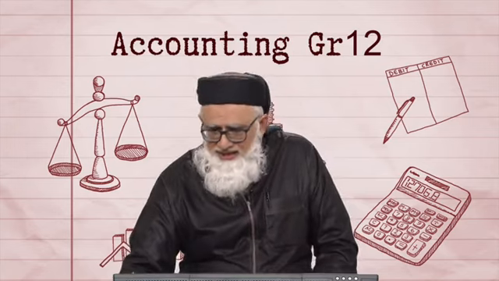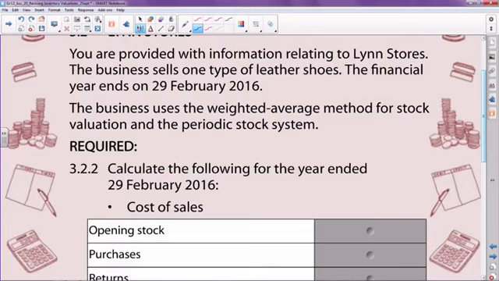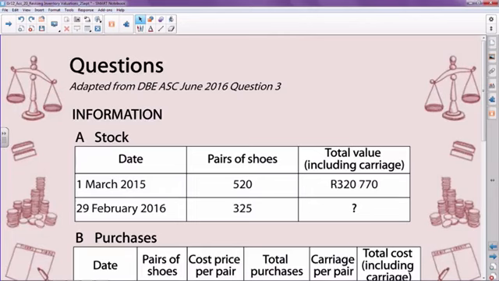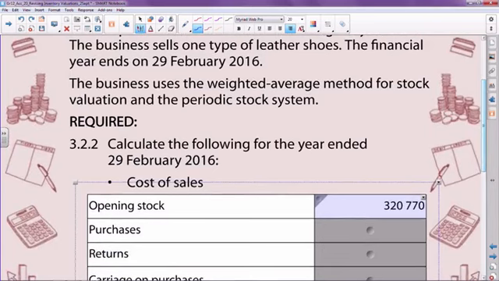Okay, let's go on. The next thing that we needed to calculate was the cost of sales. Now, obviously, this is very, very important. We are using the periodic inventory system. So we start off by taking the opening stock. The first item that we have is our opening stock. Remember, this figure is given to us. There is my opening stock figure of 320,770, and in your calculation, there's my opening stock of 320,770.